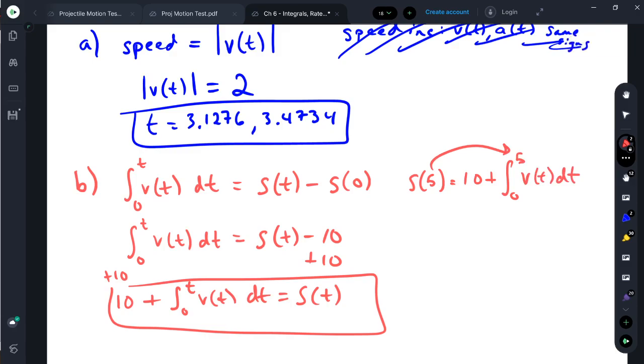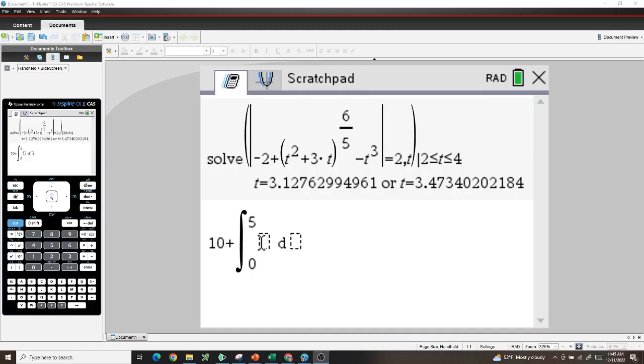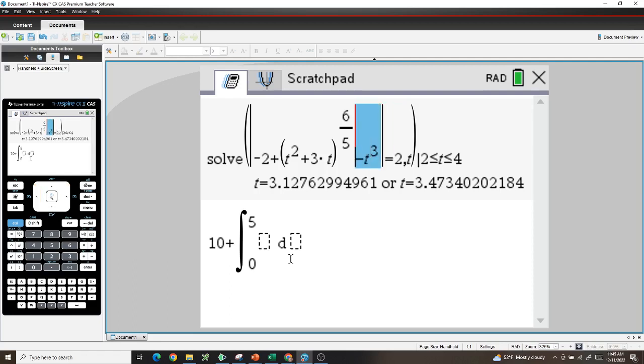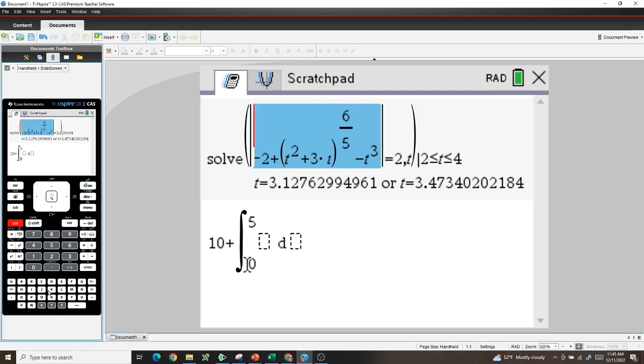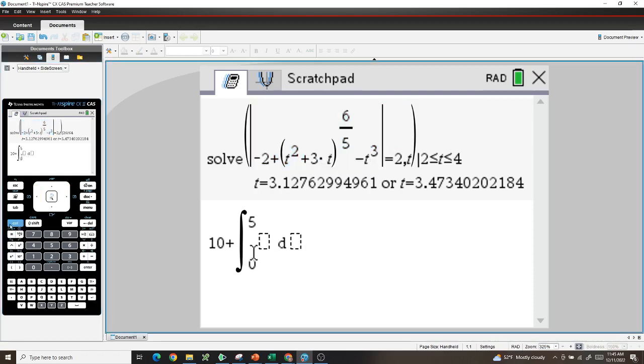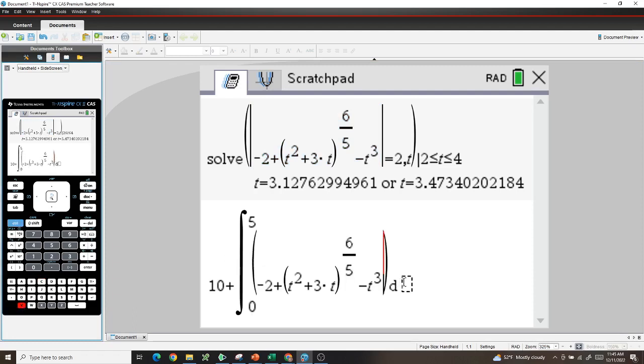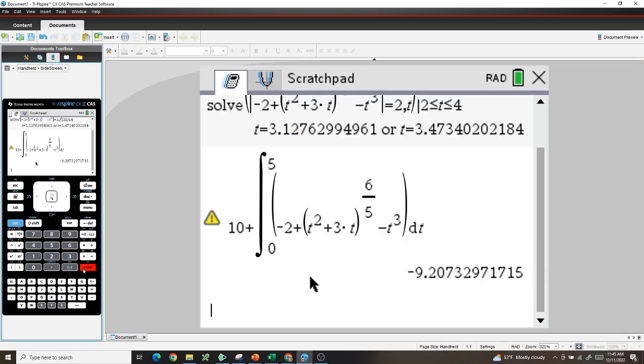So we're going to go ahead and use the calculator. And I figured I'd show this part just because it does help you to speed things up. I can come up here and I want to have this. I don't want to retype it because it takes a long time to type. So I'm going to hit all of this and then Control C, come down here, Control V, dt. I'm going to do Control Enter to make sure I get a decimal. And that gives us negative 9.2073.